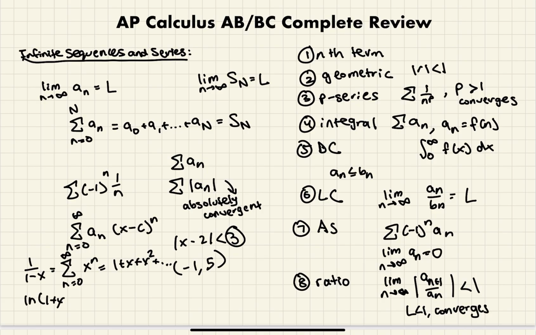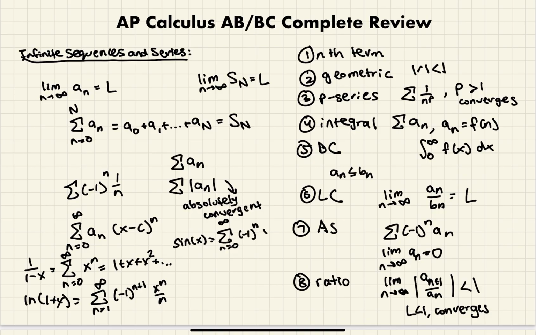ln of 1 plus x is the power series, in this case, from 1 to infinity, not 0. So that's the weird one. Pay attention to that. It's the alternating series -1 to the power of n plus 1 times x to the power of n over n. I'm going to erase all this over here so we have some more space. For sine of x, it's again from n equals 0 to infinity of -1 to the power of n times x to the power of 2n plus 1 over 2n plus 1 factorial. Cosine of x is, again, same thing.